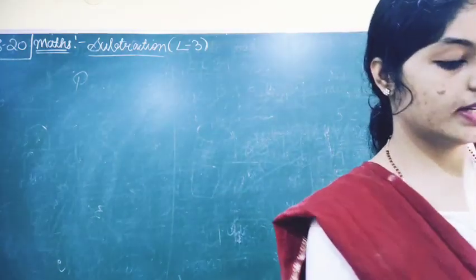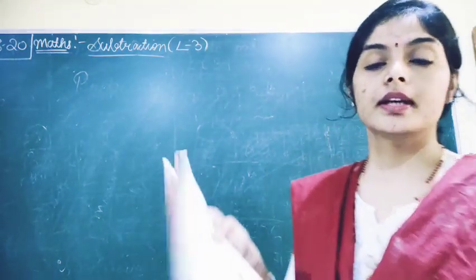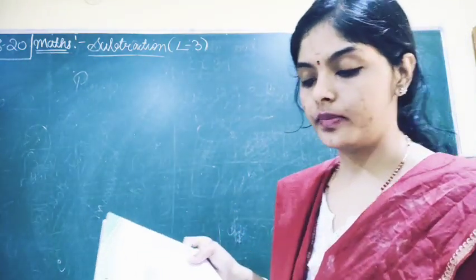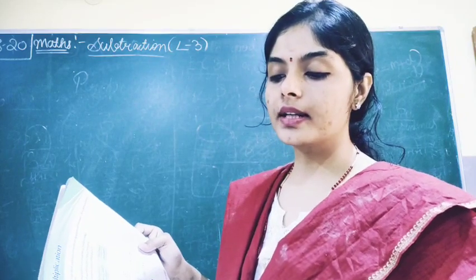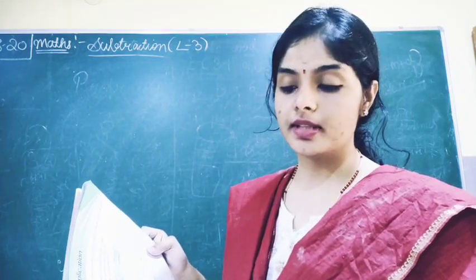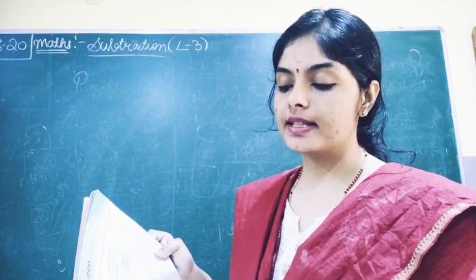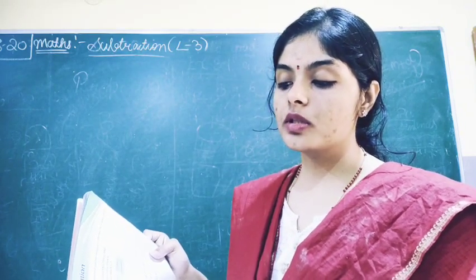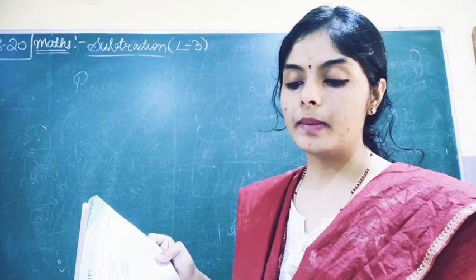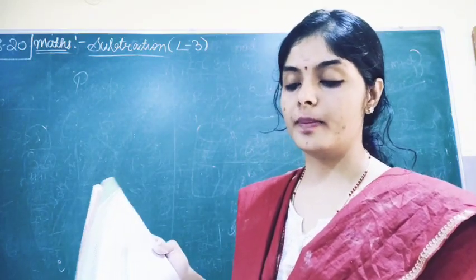Now, we'll work out the third one, find the difference. Manish travelled a distance of 14,875 kilometers. He travelled a distance of 8,250 by car and the remaining by train. Find the distance travelled by train.